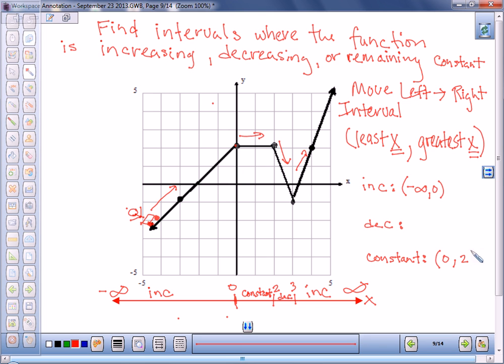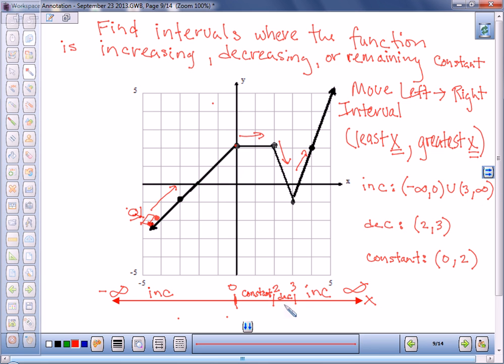And then what happened from 2 to 3? It was decreasing. And then from 3 to infinity, it was increasing. So I'm going to have to union that with what we already had, because we already had an increasing interval. Okay, those of you that zoned out, zone back in for a second. Thank you. All right, so we have the increasing interval from negative infinity to 0 and another from 3 to infinity, a decreasing interval from 2 to 3, and a constant interval from 0 to 2.